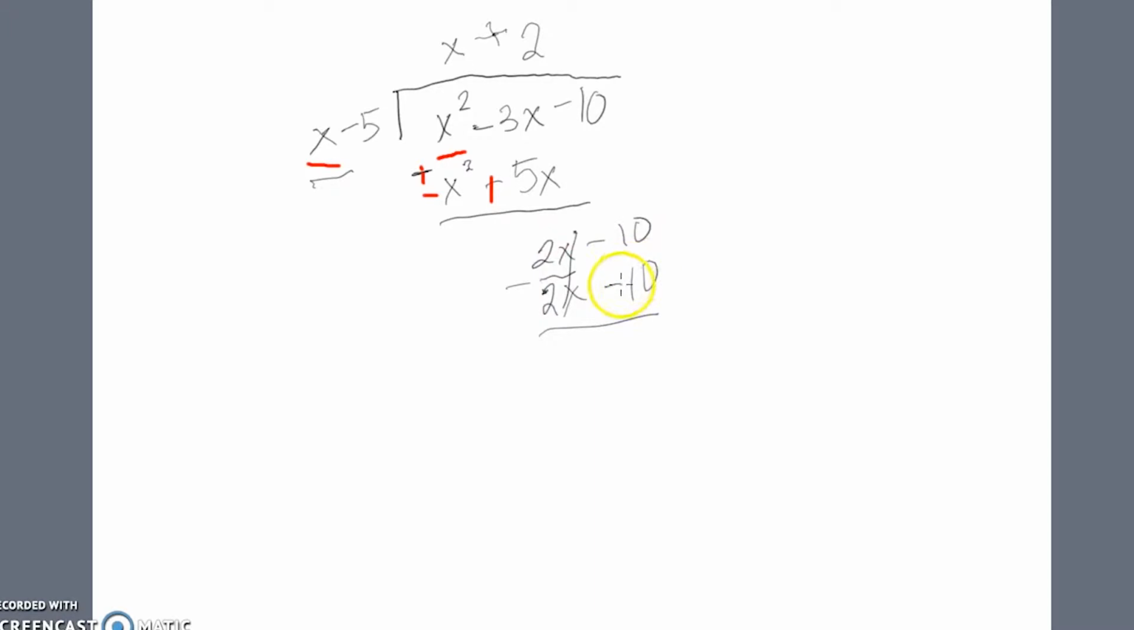Since we have a remainder of 0, we can say that x minus 5 is indeed a factor of x squared minus 3x minus 10, with the other factor being the quotient, x plus 2. Another way of making sure that x plus 2 is indeed the quotient and the factor of x squared minus 3x minus 10 is to use synthetic division.